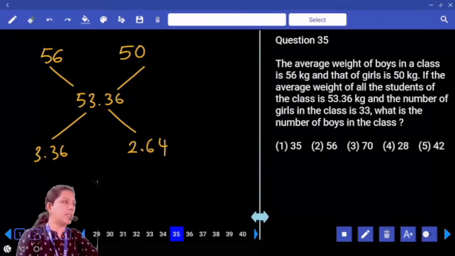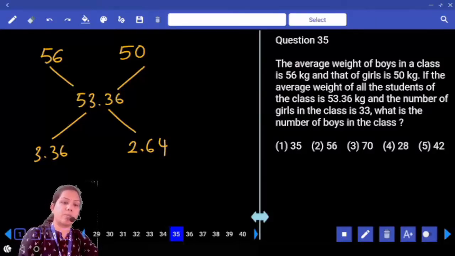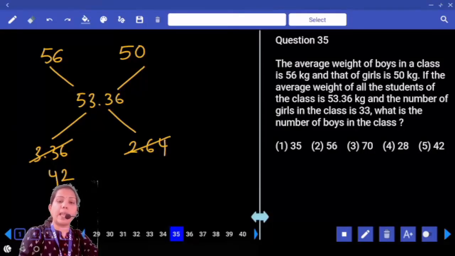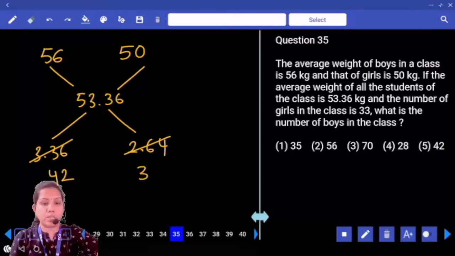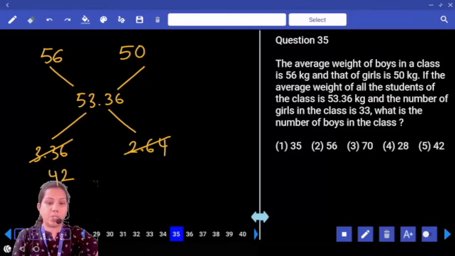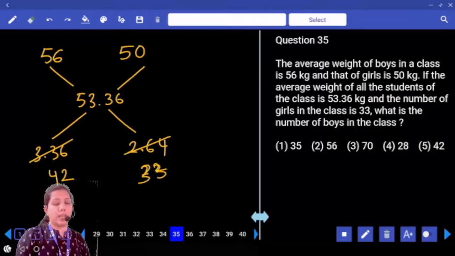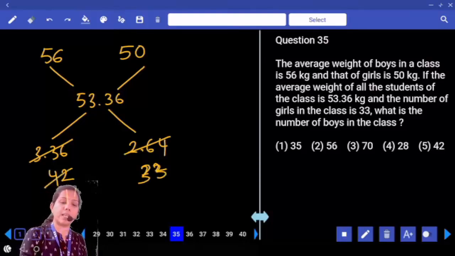2.64. Decimals cancel, and next 8 table cancellation. 8 table. 8 fours, 32 and 8 twos. Again 8 table, 8 threes and 8 threes. Sorry, 8 twos. Correct together. 8 threes and 8 threes. Done. 42 is to 33. Again, the common factor 3, 3 exactly 14 times and 3 exactly 11 times.